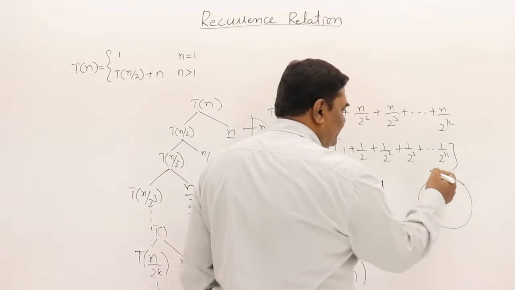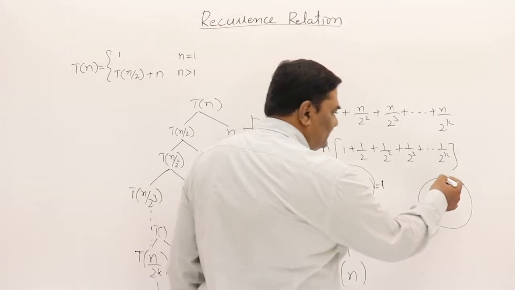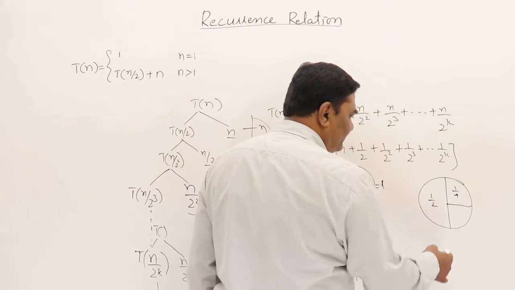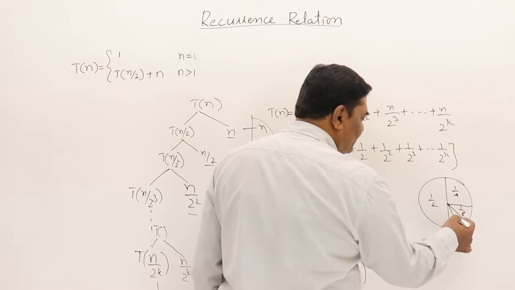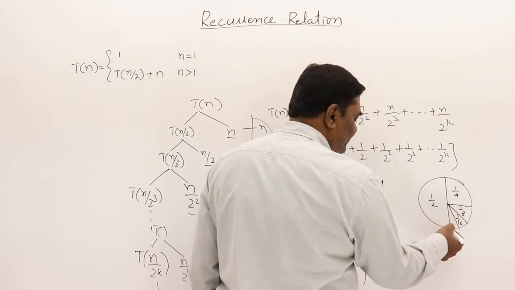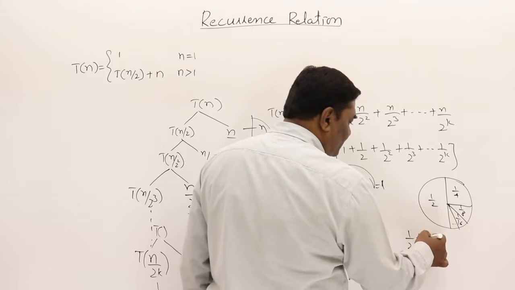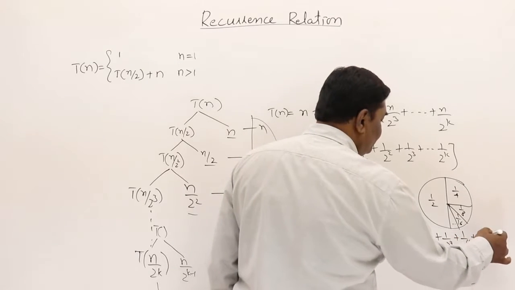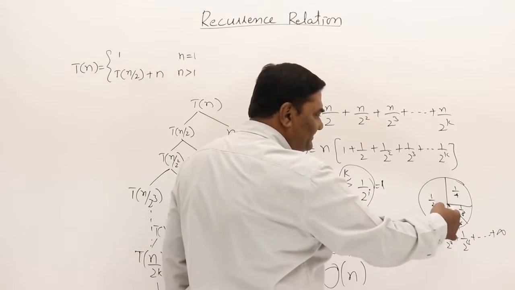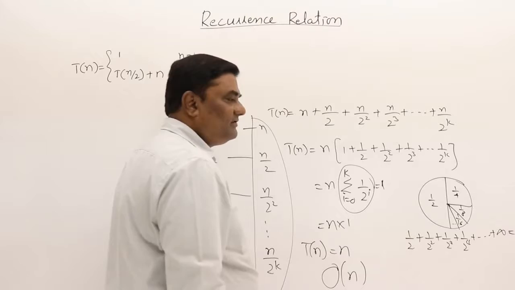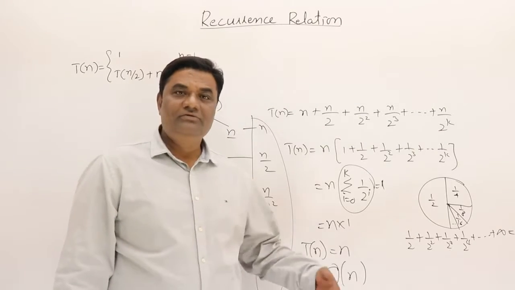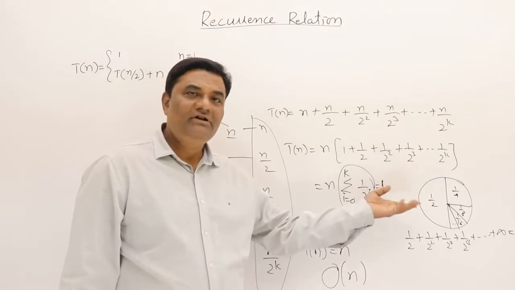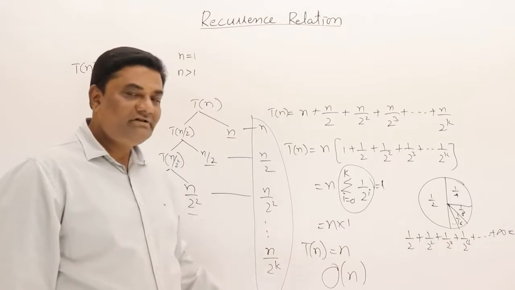For explanation, I'll take one circle. And this is half of a circle. This is 1/4 of a circle. This is 1/8 of a circle. This is 1/16 of a circle. If I continue, it goes on. So it means 1/2 plus 1/2² plus 1/2³ plus 1/2⁴ plus goes on up to infinity. If I add all these pieces, it is equal to one circle. Half, 1/4, 1/8 and all, if you add them up to infinity it is 1. So this is approximately equal to 1. So we round it up to 1. n into 1, so it is order of n.